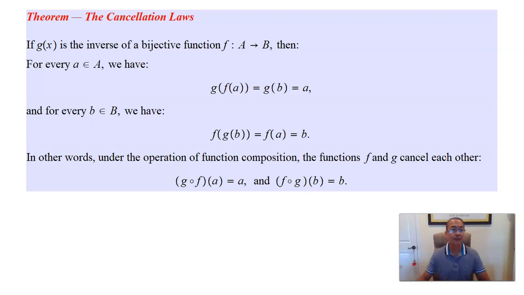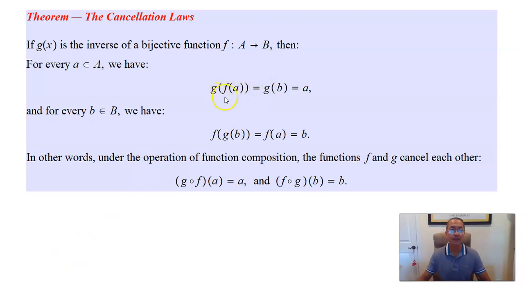For every member little a from capital A, the domain, g of f of a is the same as g of b. We said that f of a is b, but we also said that g of b is a, right? So put all together, g of f of a is the same as a. Similarly, if little b is from the range capital B, then f of g of b: we said that g of b is a, that makes f of a, which we said is equal to b. So in other words, f of g of b is the same as b.